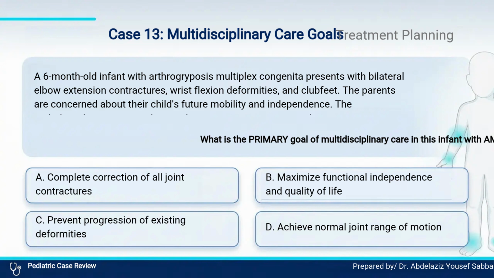Case 13. A 6-month-old infant with Arthrogryposis Multiplex Congenita presents with bilateral elbow extension contractures, wrist flexion deformities, and club feet. The parents are concerned about their child's future mobility and independence. The multidisciplinary team is planning long-term management goals. What is the primary goal of multidisciplinary care in this infant with Arthrogryposis Multiplex Congenita?